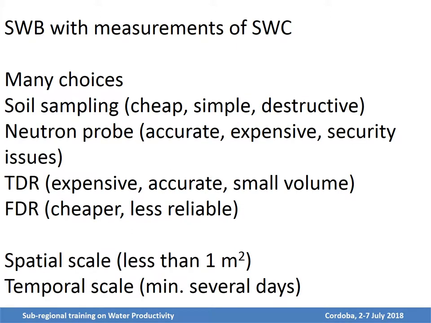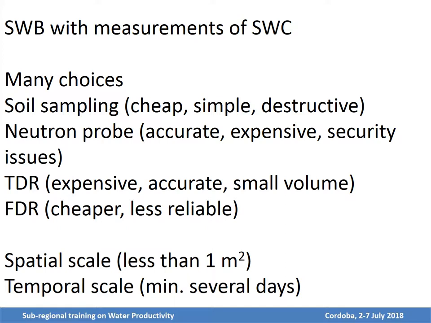If we choose the soil water balance with measurements of soil water content, we have several alternatives. The direct measuring of soil water content by soil sampling is the cheapest and simplest way of doing that, but has the disadvantage of being destructive. We cannot measure the same sample twice, and it also requires a lot of labor. Typically, we will use indirect methods, and that includes electronic methods like TDR, FDR, and the neutron probe. The neutron probe is very accurate, it's rather expensive, and has an important disadvantage of security issues because it uses a radioactive source for detecting soil water.